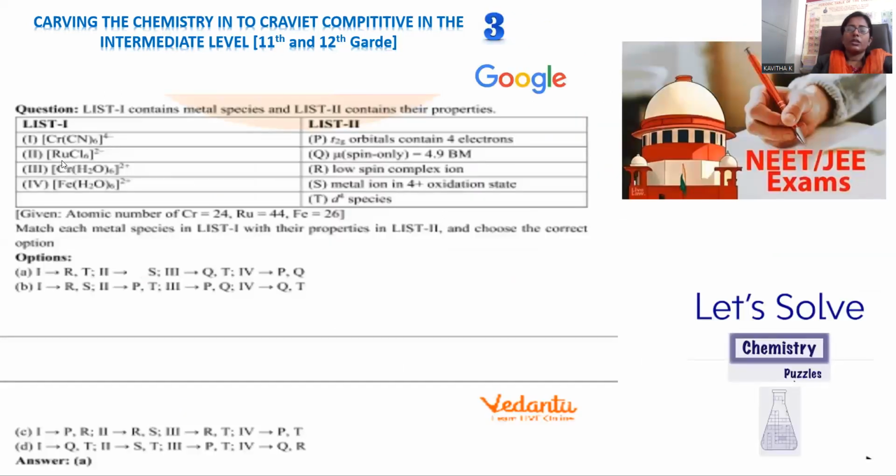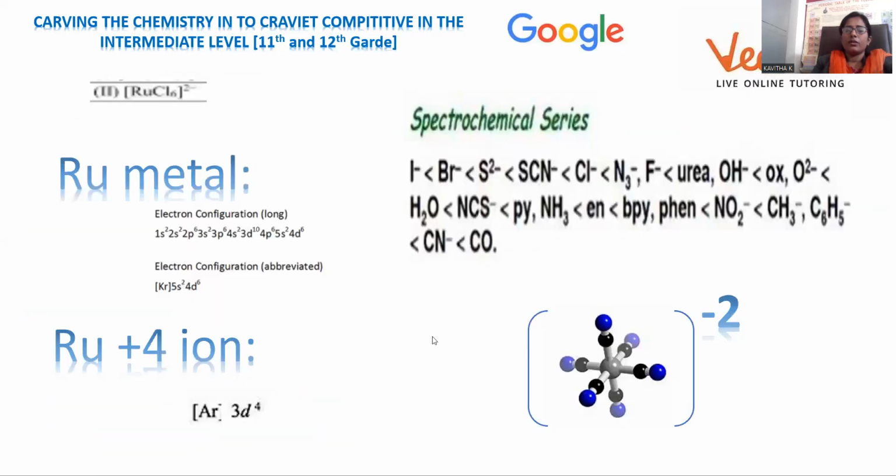So this is about chromium. Move on to ruthenium. RuCl6 minus 2, what they are saying? In RuCl6 minus 2, the option is that the metal ion is in the +4 oxidation state. Let's see whether it is correct or not. Ruthenium metal has the outermost shell configuration 5s2 4d6. Here chlorides are 6, that means 6 negative charges are there. To compensate 2 negative charges, here we have a minus 2 charge over there. So 2 charges got compensated.